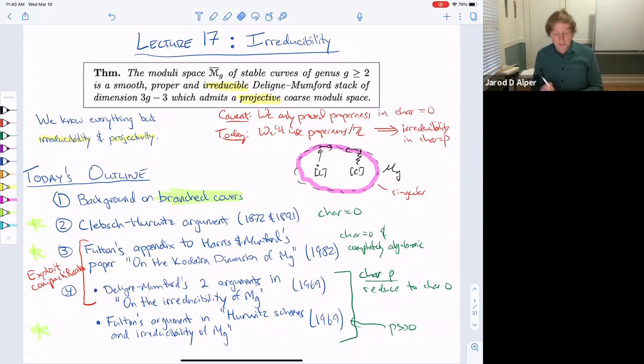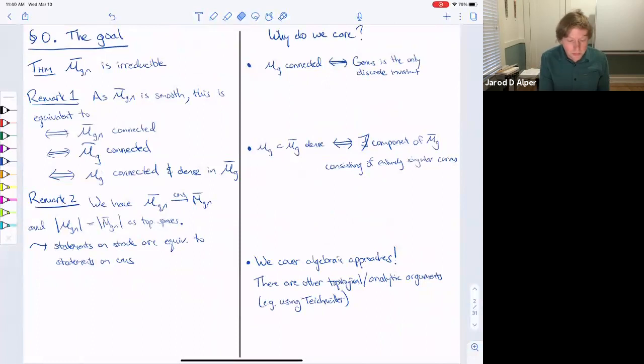So, the goal is to show that NGN is irreducible. My first remark is that because the stack is smooth, and in particular normal, it's equivalent to showing that it's connected. And since NGN bar is a family of curves, you can reduce the connectedness of NGN bar to the connectedness of NG bar, because we have these maps between them, and they all have connected fibers.